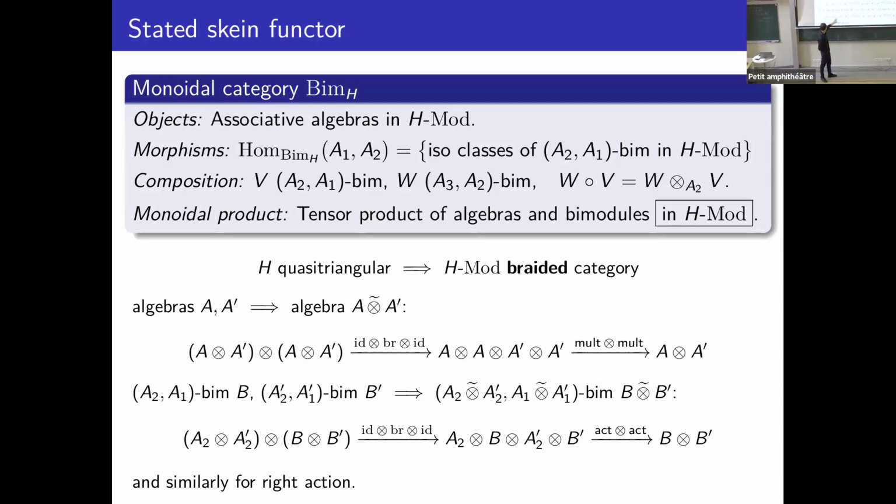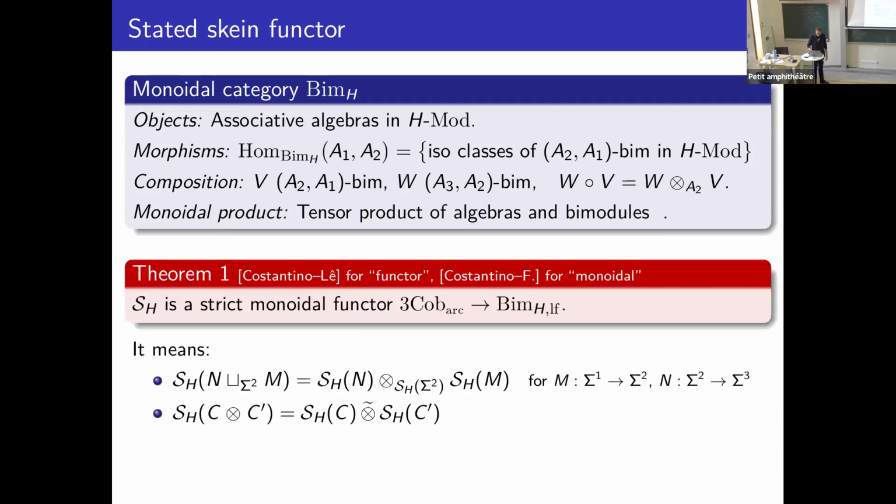And here it is easy. Again, you just need braiding to switch the two factors. So this way you get a monoidal category. And the first theorem is the following. The stated skein operation can be seen as a strict monoidal functor from the category of cobordisms with arcs to this category of bimodules. The functor part was done by Costantino and Lê, and we proved the monoidal part. Functor means this, and monoidal means this. So these are equalities of bimodules.